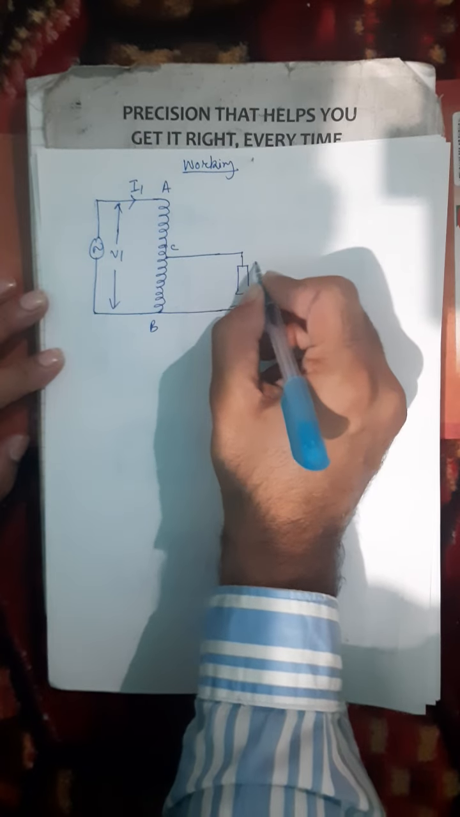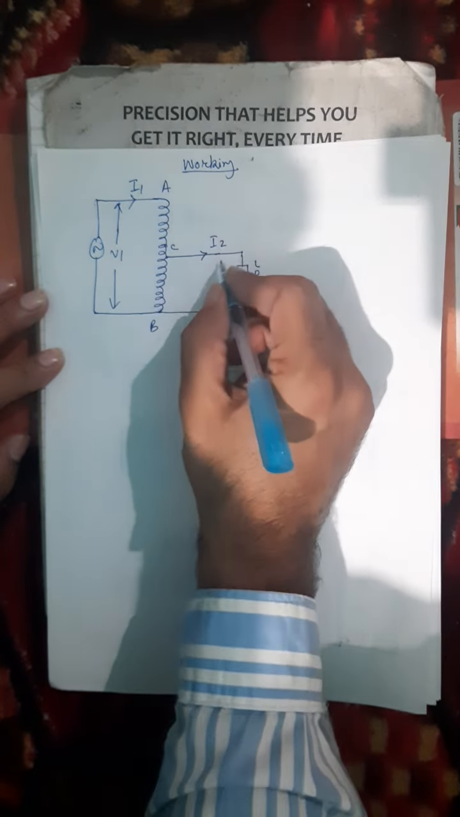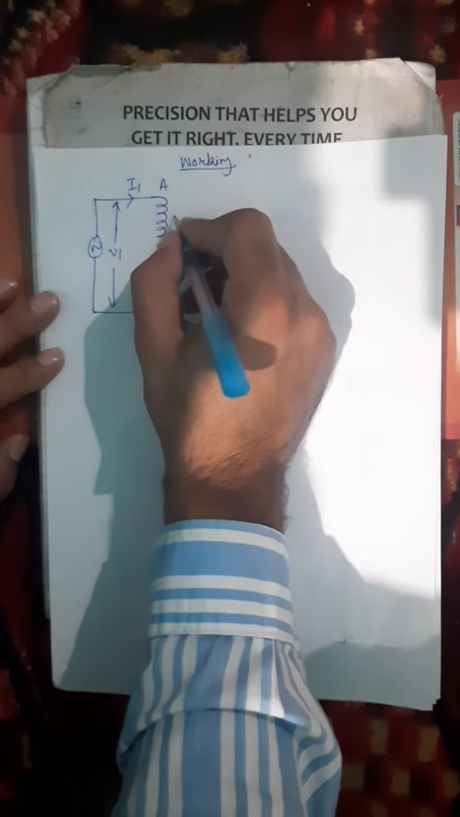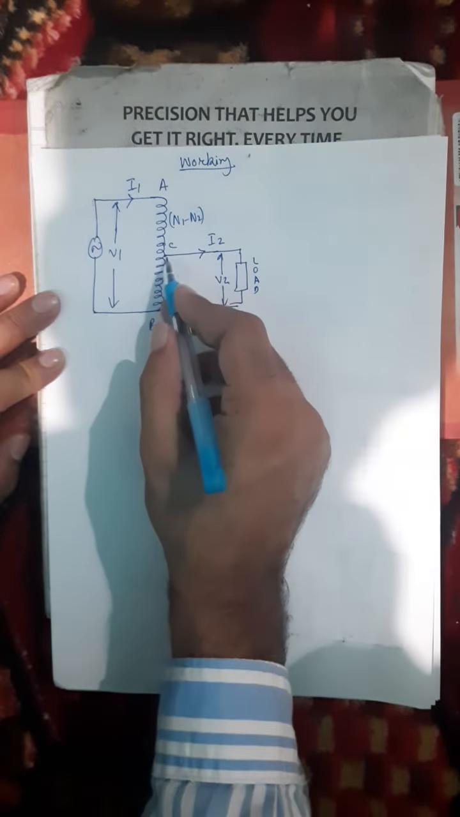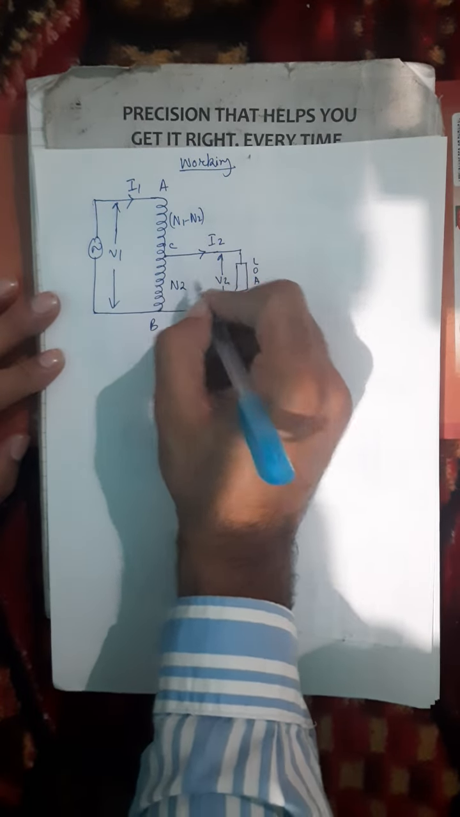So this is my load L. The current here is I2. The voltage here is V2. The number of turns in section AC is N1 minus N2. So the number of turns on section BC will be N2.